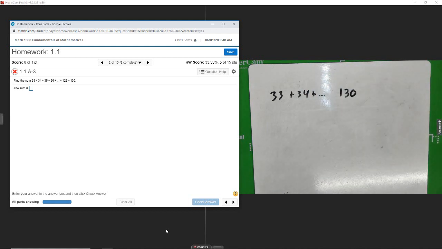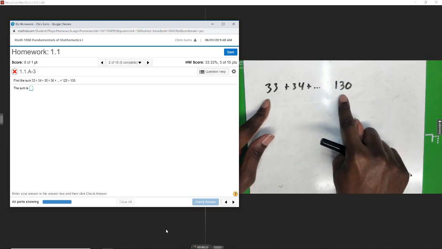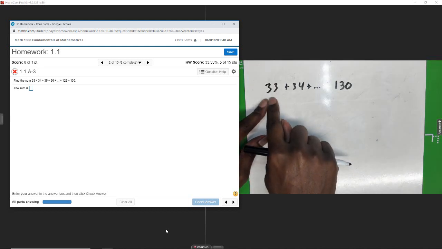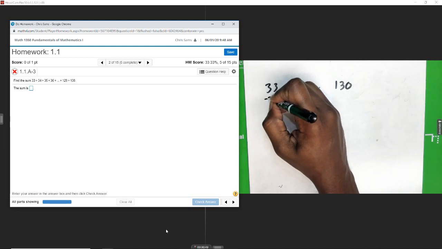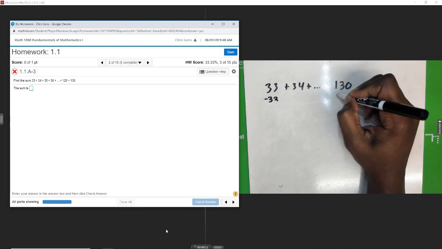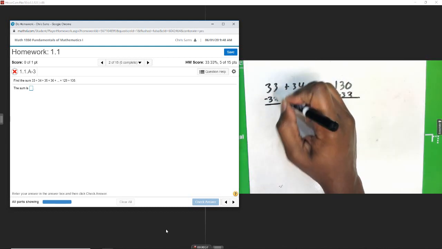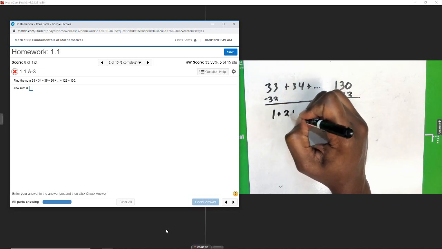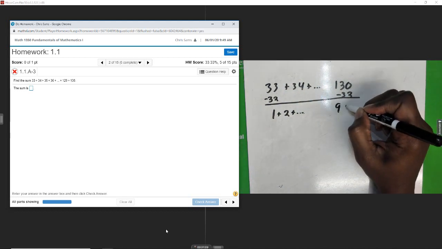Okay, so using a little math intuition, we can manipulate this sequence. This would start at 1 if I just took away 32, because I'm trying to get to 1. I want to start at 1 and count by 1. So this time I would subtract 32, and this would help me to see what I'm counting by. So that means this would start at 1, and then it would be 2, and so forth and so on. And then subtracting 32 from here would end up at 98.